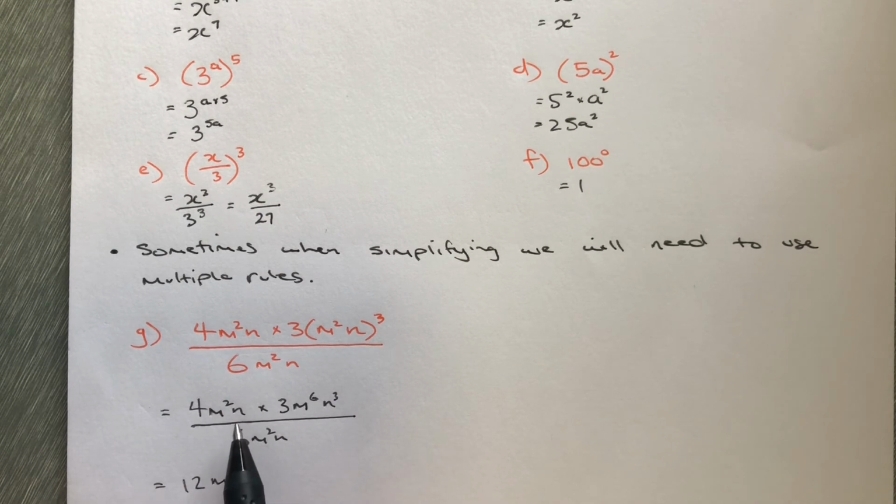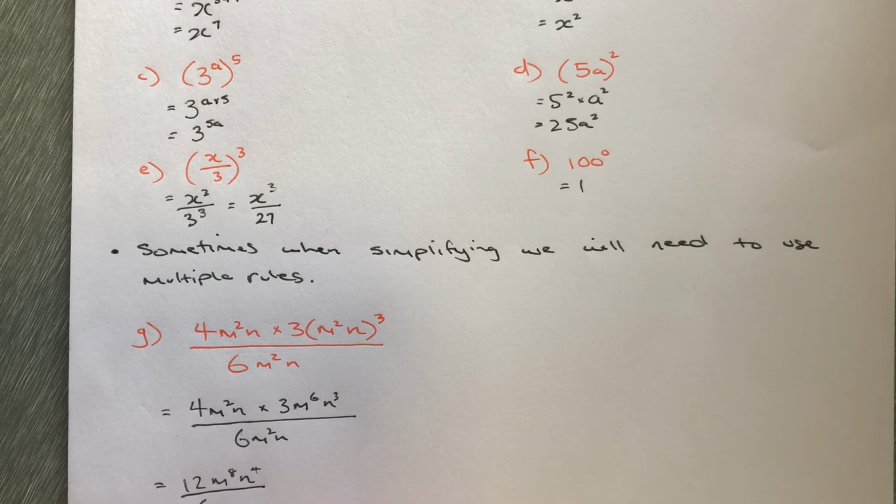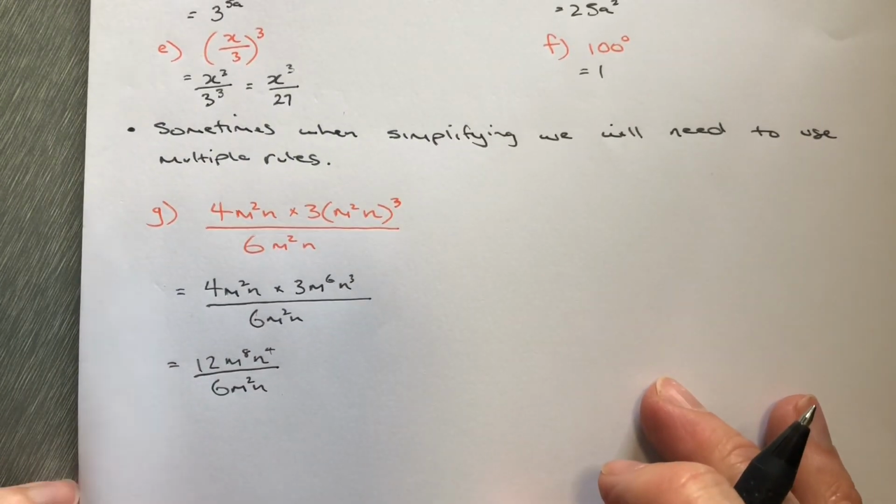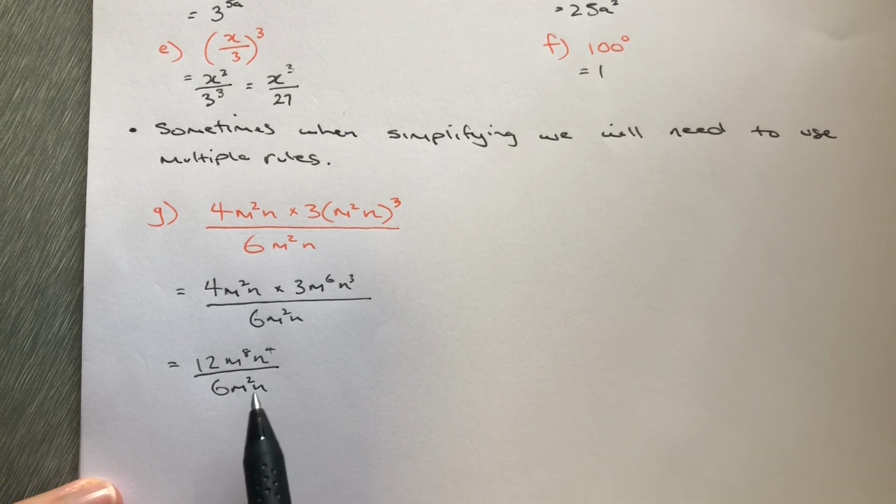Now let's focus on the n's. So we've got n to the power of 1 and n to the power of 3. If we times them together, the powers will add. 1 plus 3 is 4. And let's leave the bottom as it is for now. See how it's, whoops, there you go, that should be a better view for you. See how it looks way smaller now? We've put everything together.